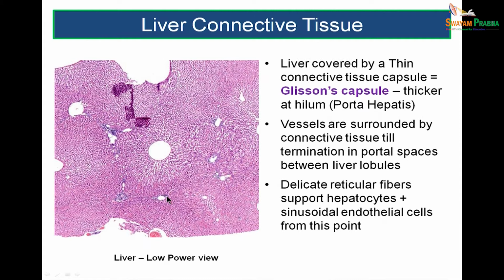Let's continue with the study of liver histology. The liver is covered by a connective tissue all around called the Glisson's capsule. It's made up of fibroconnective tissue and enters the liver at the hilum to accompany the vessels as they branch and rebranch. Vessels are also surrounded by this connective tissue till the portal spaces, and you get delicate reticular fibers that pass between the liver cells and line the sinusoidal spaces. These reticular fibers support hepatocytes.